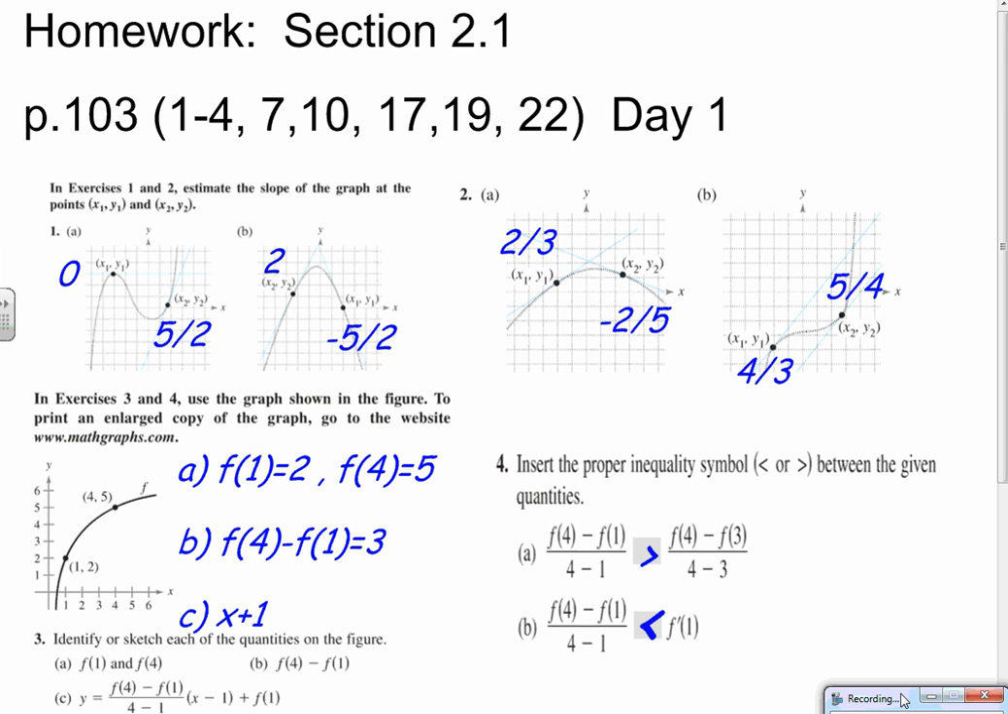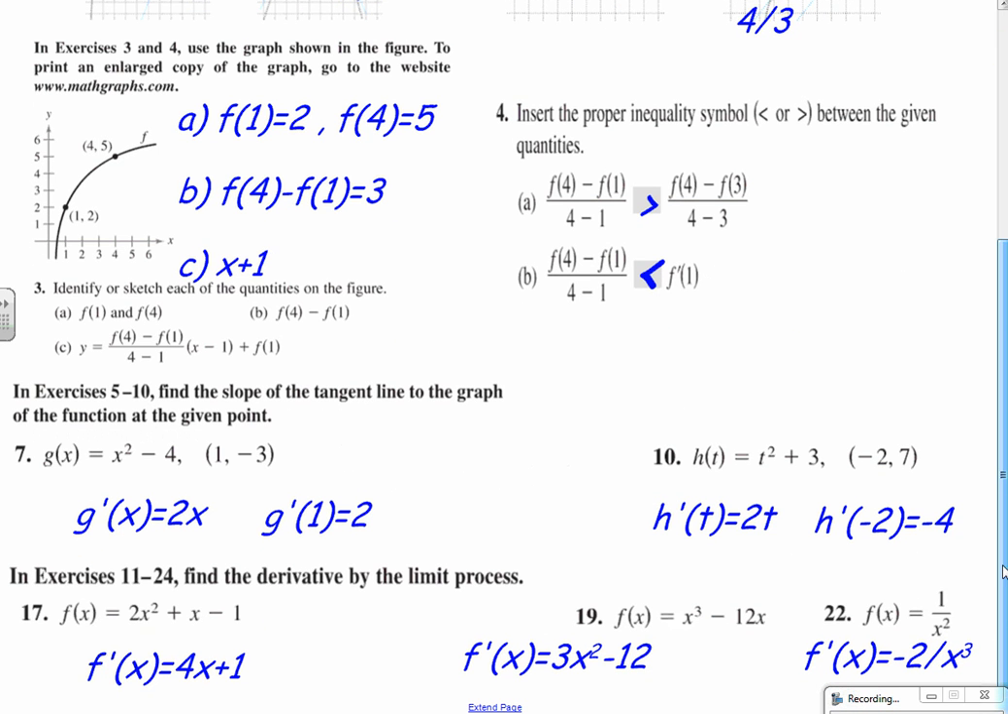Hello, we are working on section 2.1 today, and I'm going to focus on day 2. However, the screen that you're looking at right now was the day 1 homework that we did during class from page 103. Here are the answers that I had. See how those match up with what you came up with.